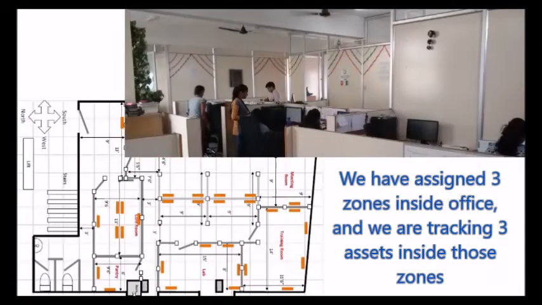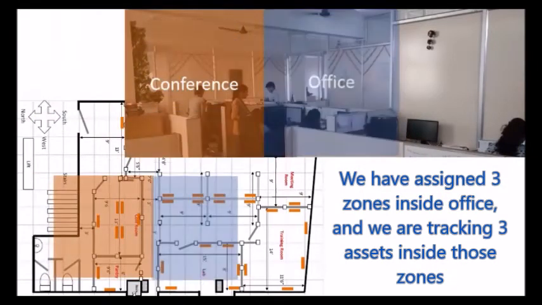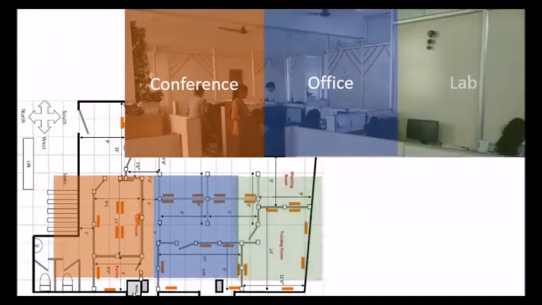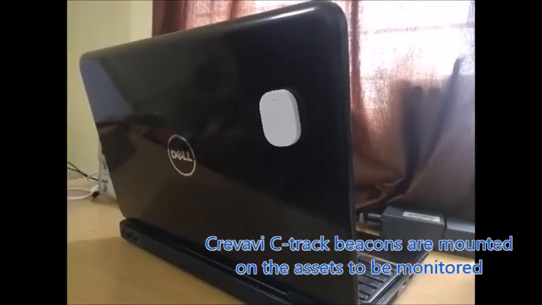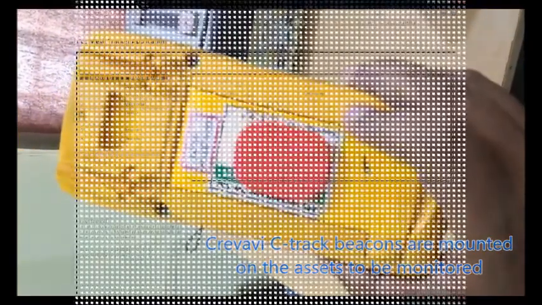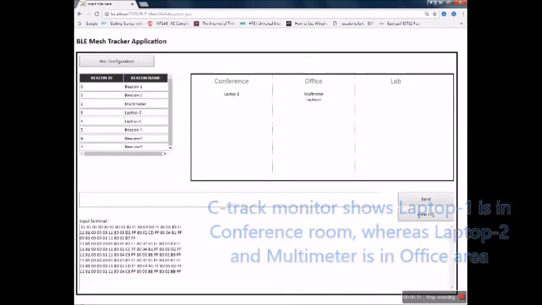We have assigned 3 zones inside Office, and we are tracking 3 assets inside those zones. Crevavi C-track beacons are mounted on the assets to be monitored. C-track monitor shows laptop 1 is in conference room, whereas laptop 2 and multimeter is in office area.